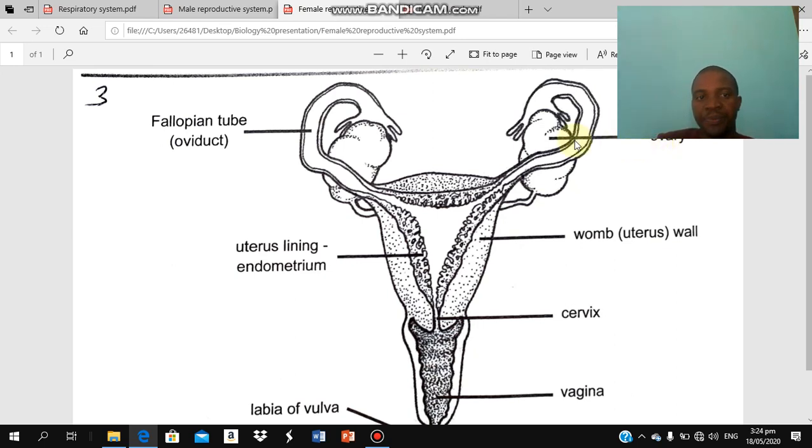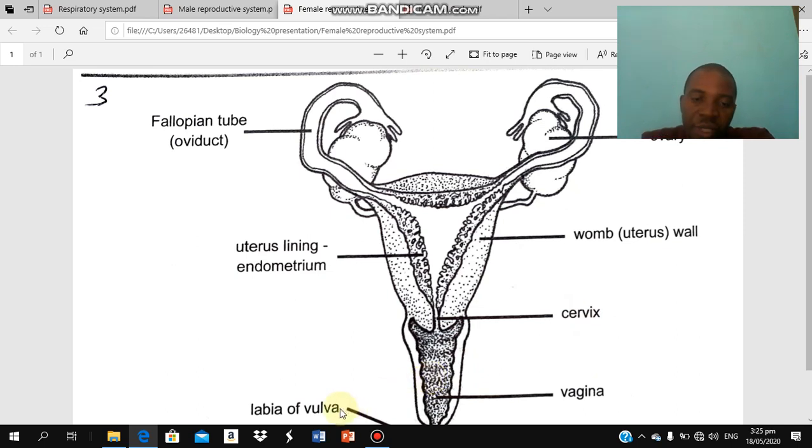We have the ovary, we have the fallopian tube, which is known as the oviduct. The other name for the oviduct is the fallopian tube. Sometimes in other books, some of the examiners are not going to use the word fallopian tube, they are going to use the word oviduct. From there, we have the part which is known as the womb or the uterus, and the uterus is this space which is inside here. We also have a part which is known as the cervix. From the cervix, we have the vagina. From the vagina, we have the vulva.